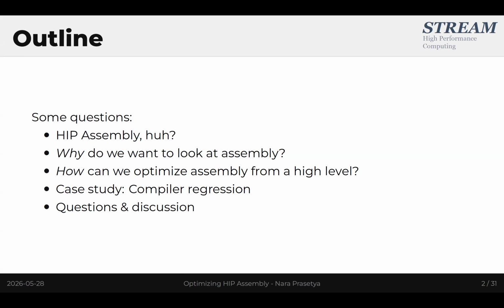Oh wait, sorry, this is wrong. I'll be talking about HIP assembly and what is it? What does it look like? I'll also be explaining, okay, why do we want to look at the HIP assembly itself? Also talking about how can we optimize assembly from a high level programming language, and I'll be diving into a case study that I did. Also some room for questions and discussion.